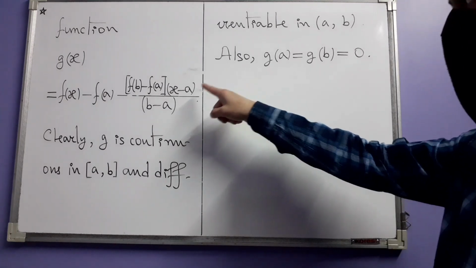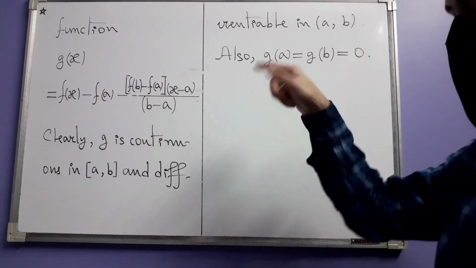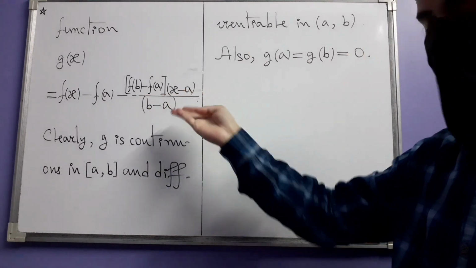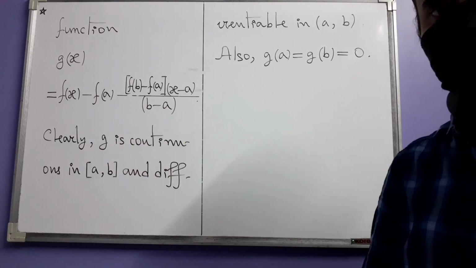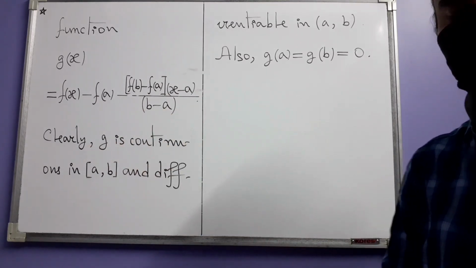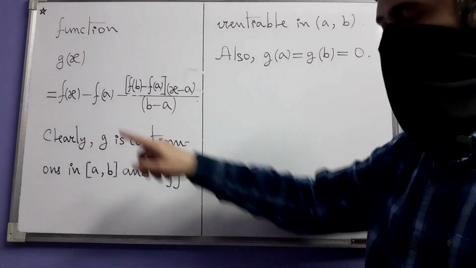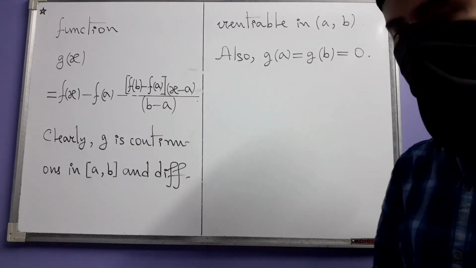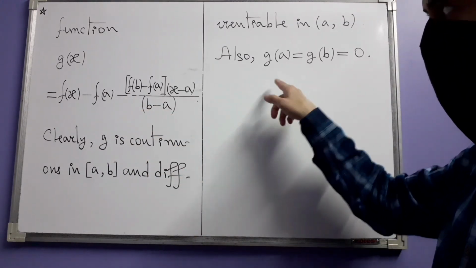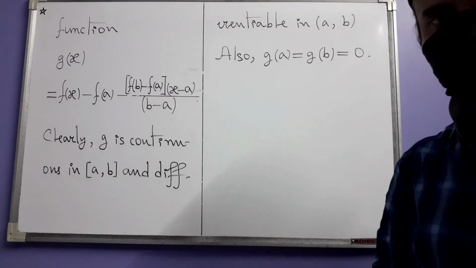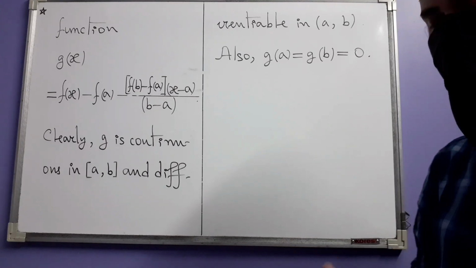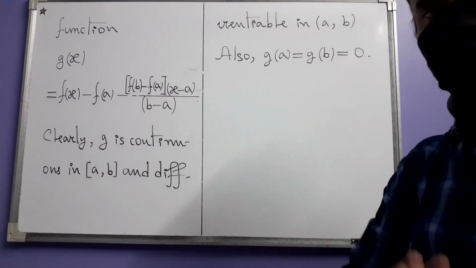Also, and this is important, g of a and g of b are both 0, which you can verify. You just calculate g of a and g of b, you will see that you are getting 0. So unlike f, this may be true for f, may not be true, but for g this is true, that g vanishes at the endpoints. So now we can apply our Rolle's theorem on g.